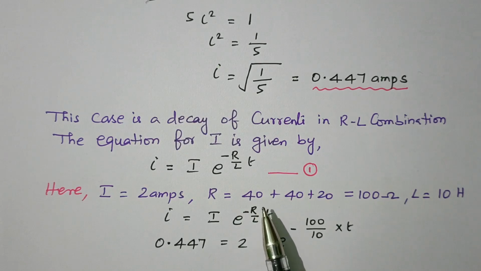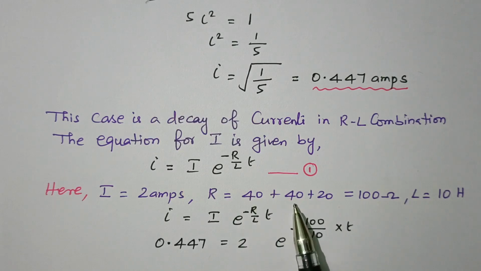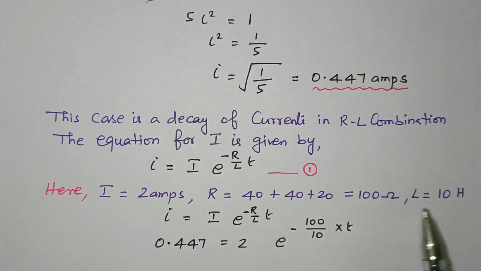In the first case, RD is given as 500 ohm. In the second case, we calculated the RD as 40 ohm. That 40 ohm we are using here. What is calculated in the second case? The same value of RD. So RD is 40, the resistance of the coil, and one more resistor of 20, so it is 100 ohm. L is already given as 10 Henry.